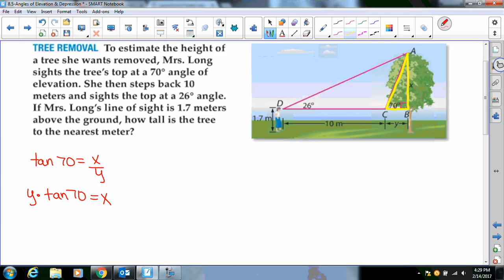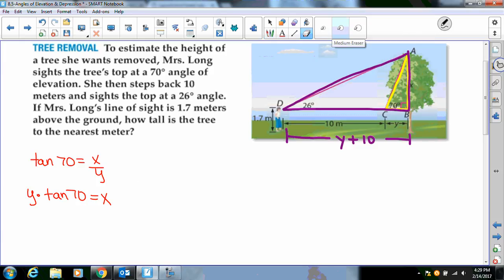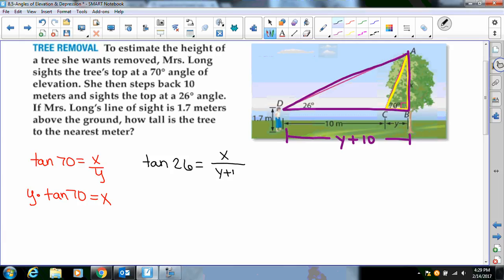Okay? And now I'm going to look at the big triangle to deal with this second angle. So in this big triangle, I have 26, I have this x, and then this side here would be y plus 10. Okay, so now I'm going to set up another one here. So now we're going to use the tangent of 26, and that's going to be equal to the opposite side, which would be x, and the adjacent side would be y plus 10.